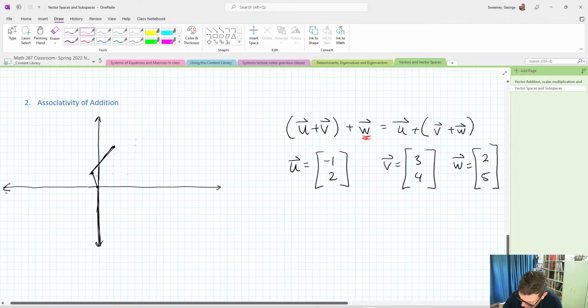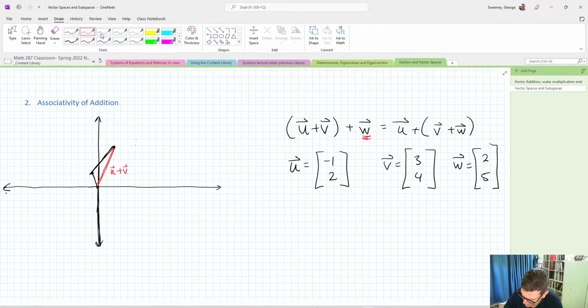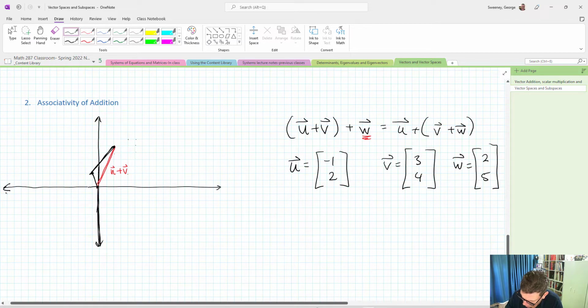And so our resulting vector is going to be this red vector right here. That's u plus v. Then we'll add to that 2, 5. 1, 2, 1, 2, 3, 4, 5. There we go. And so our resulting vector is going to be this blue vector, almost on the exact same line. That's the blue vector right there.